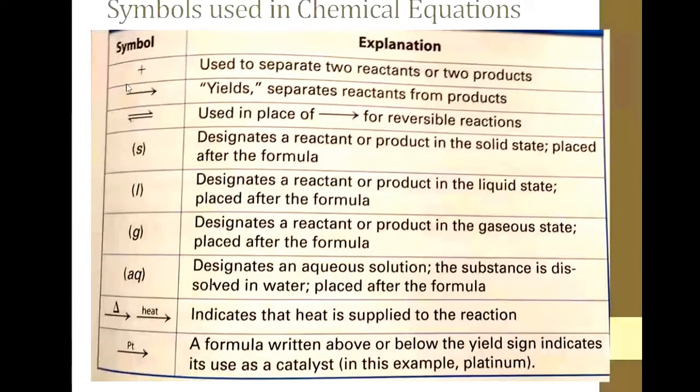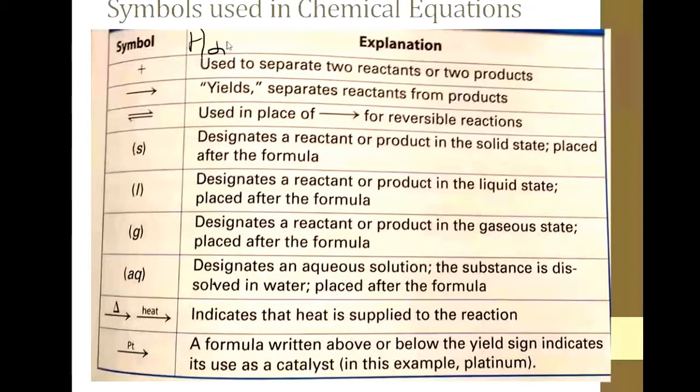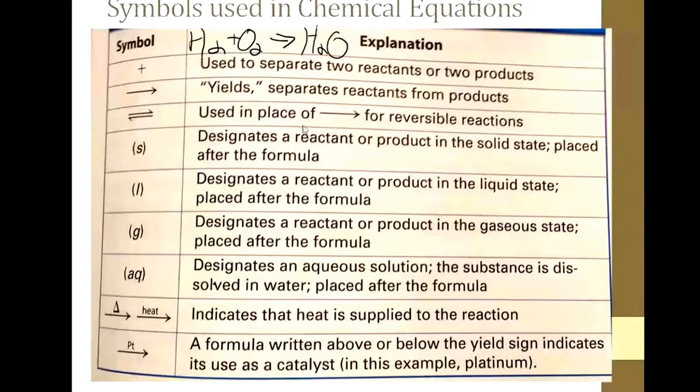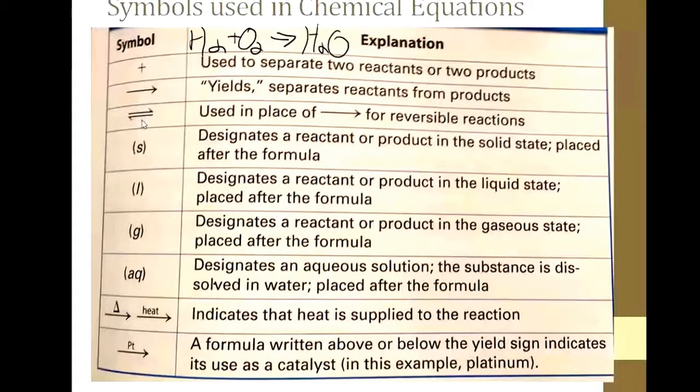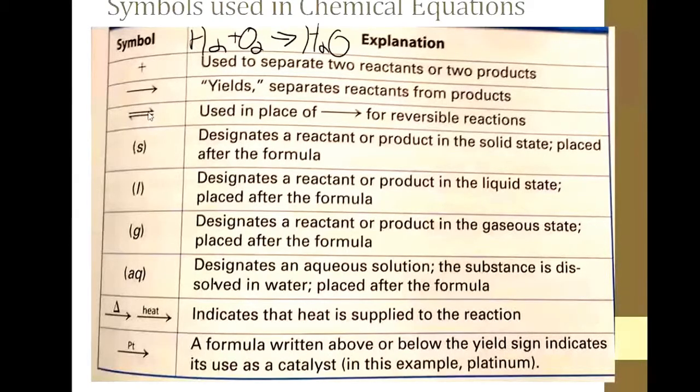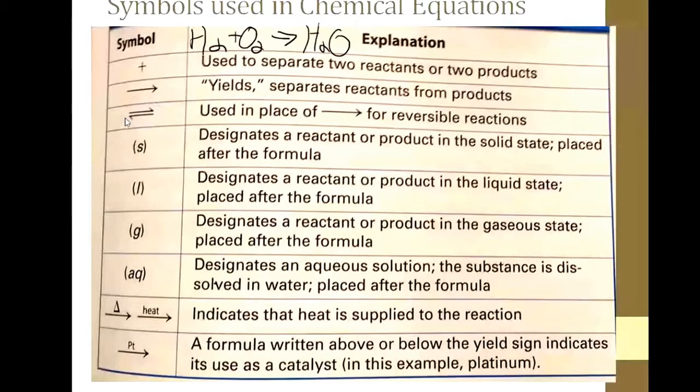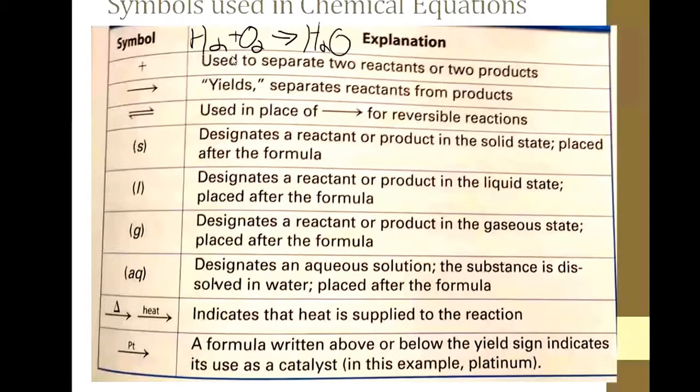The plus is usually separating the two reactants and the products, right? If you have H2 plus O2, and it's going to make some amount of water. The arrow, it's not an equals, it's a yields. These two reactants yield this product. Sometimes, and we'll get to this a little bit later in the year, you have reversible reactions, a reaction that can go both ways, and that'll have this double arrow here showing it can go this way or that way.